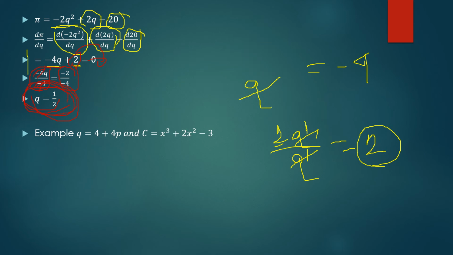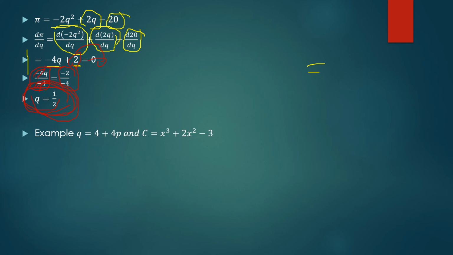Okay? So, I have here one example. Okay, we have here the example. We have Q, 4 plus 4P, and the function C, which is this one, x cubed plus 2x squared minus 3. Remember, from the first example, we have P here, but now we have Q. So how is that possible? That is still possible. So this one is considered to be, sabi ko nga, demand function or supply function.